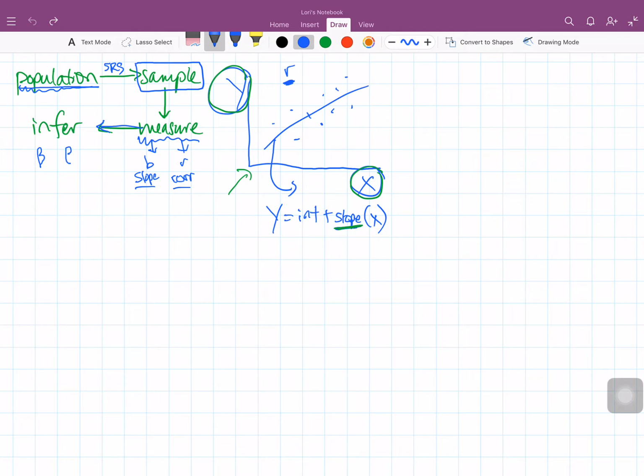Hello and welcome to this discussion on multiple linear regression and logistic regression. And I'm going to begin with a quick review of the things that we learned about simple linear regression.